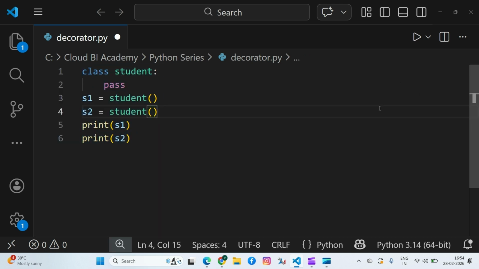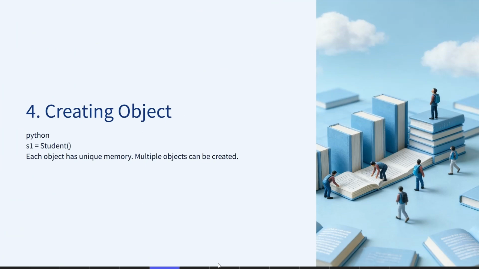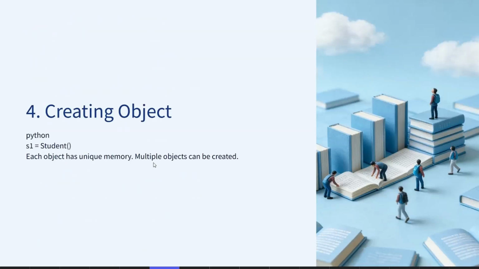Now let's move to our slide. So this is the creation of first class. Class is equal to blueprint and object as instance of class. Okay, you are aware about that.